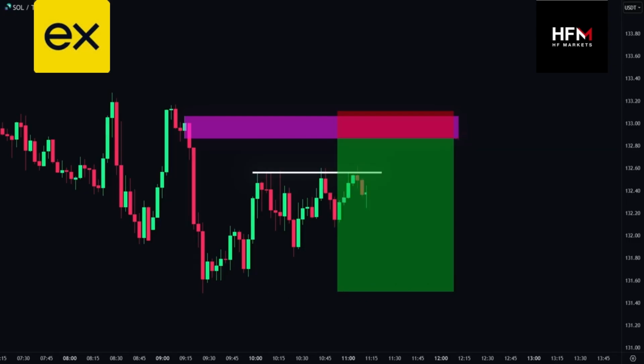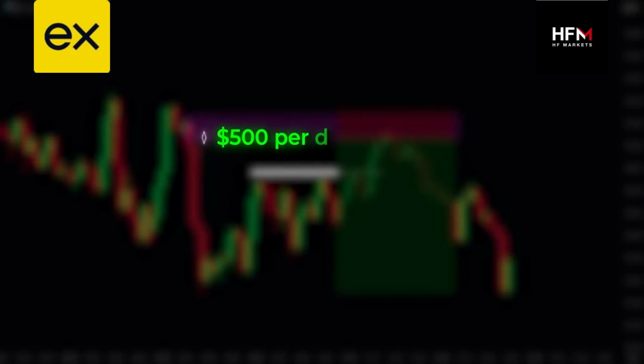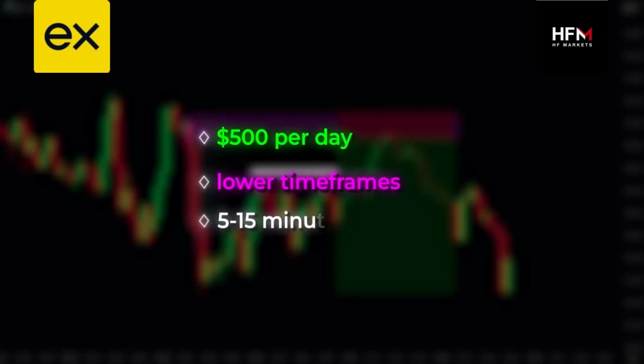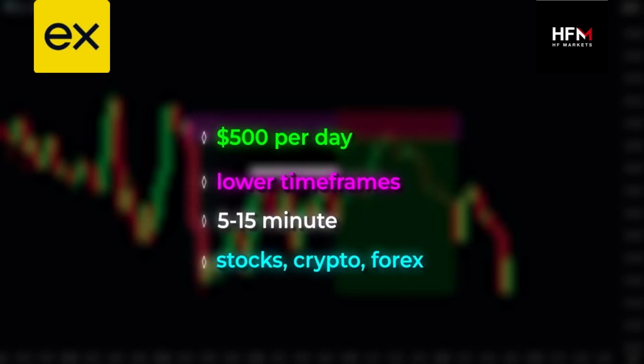In this example, price sweeps the liquidity level, hits our entry at the supply zone, and then rejects downward toward our take profit. So this is one of the most powerful strategies you can learn, and it's the exact same one that helped me earn $500 per day just by finding this one setup daily on lower time frames, like the 5 or 15-minute chart. The best part? It works on any asset. Sometimes I use it on Forex, crypto, or the stock market.